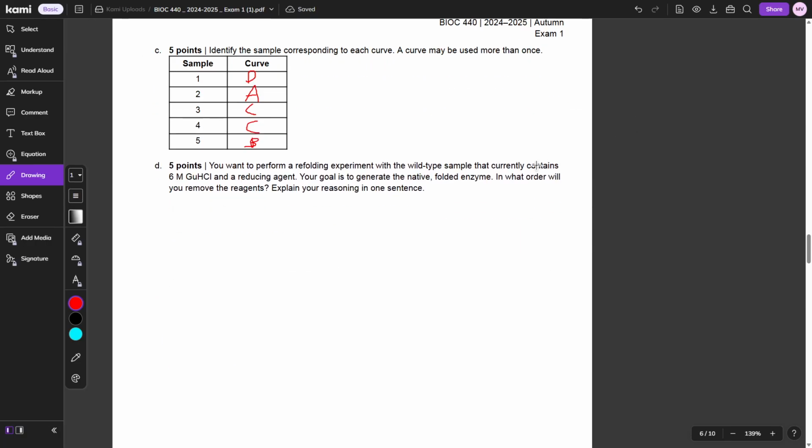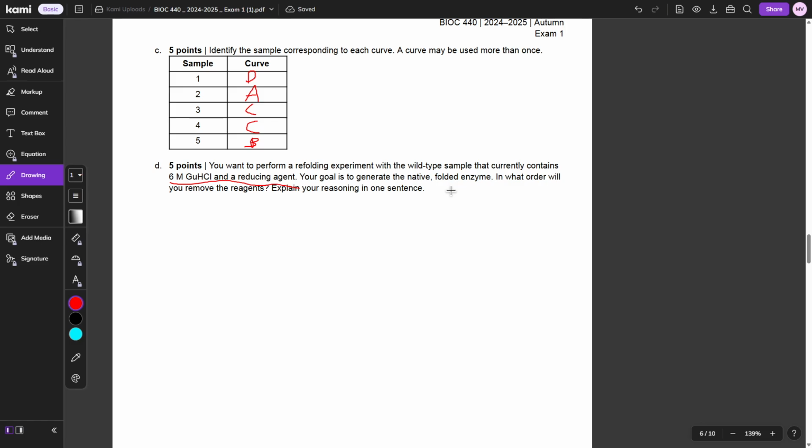Okay. For part D, this is an interesting question, right? If you want to perform a refolding experiment, you want to generate the native fold. In what order do you remove things? So, let's think about this. I actually have to think about this a little bit too.